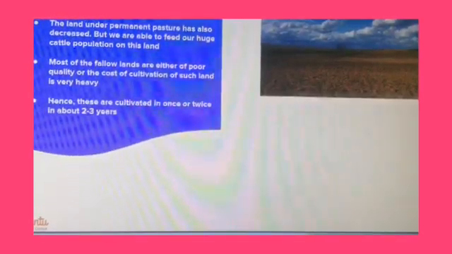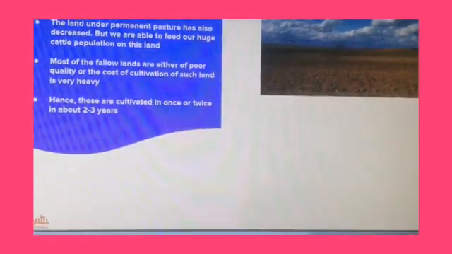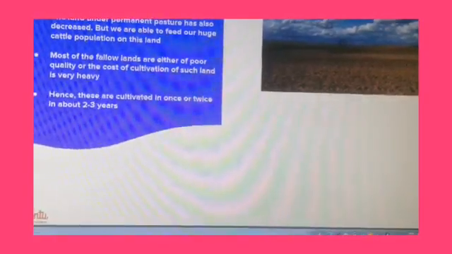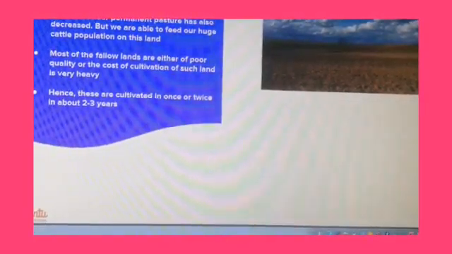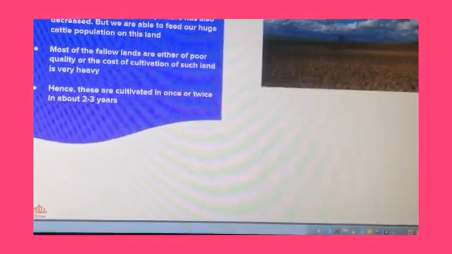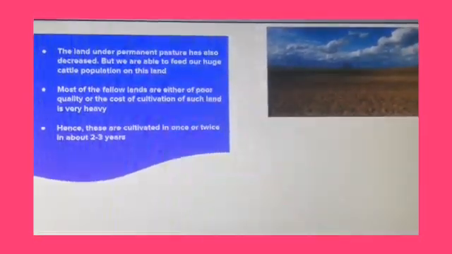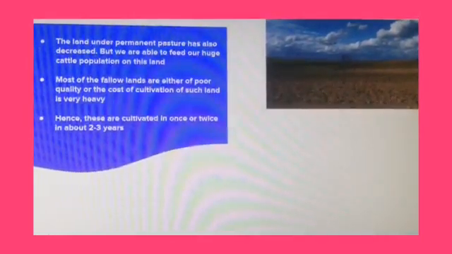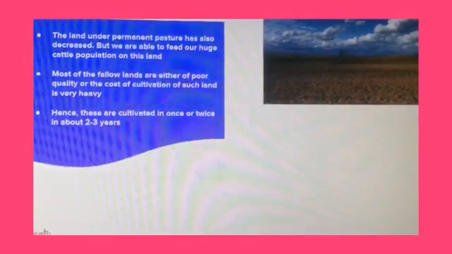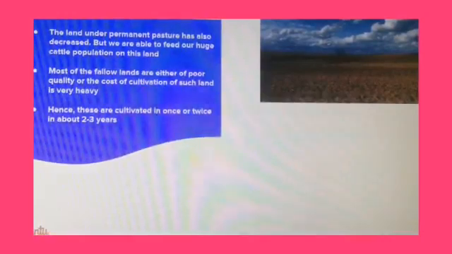The land under permanent pasture has also decreased nowadays, but we are able to feed our huge cattle population on this land. Most of the fallow lands are either of poor quality or the cost of cultivating such land is very heavy. The soil fertility may be very low, or doing agriculture there may be cost heavy. Hence, these are cultivated only once or twice in about 2 to 3 years.